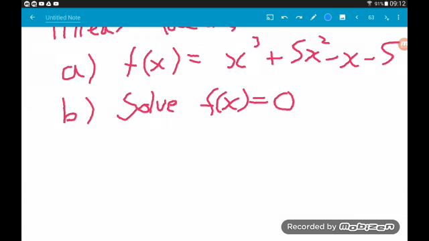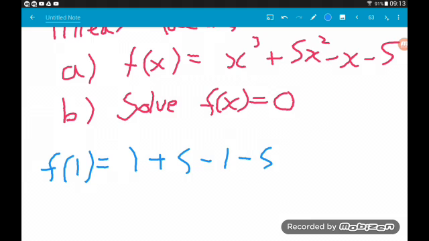So f of 1. Now, f of 1 is going to be, well, 1 cubed is 1. 5x squared, 5 times 1 squared is 5. Minus x, so minus 1, and then minus 5. 1 plus 5 is 6, minus 5 is 1, minus 1 is 0. So, that's good, we've hit gold straight away. So if f of 1 is 0, this implies x minus 1 is a factor.